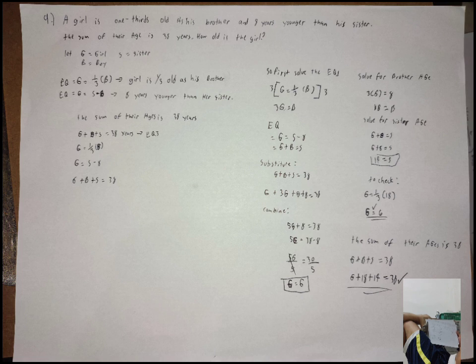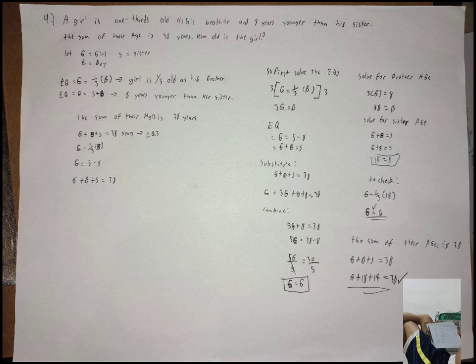Let's substitute into girl plus boy plus sister is equal to 38. Girl plus 3 times the age of girl plus girl plus 8 is equal to 38. So let's combine: 5 girls plus 8 is equal to 38. 5 girls is 38 minus 8, so it will give you 30. So divide both sides by 5, so it will give you girl is equal to 6. The age of the girl is 6.